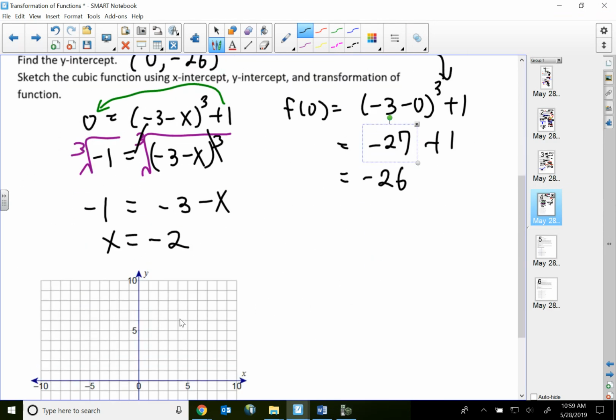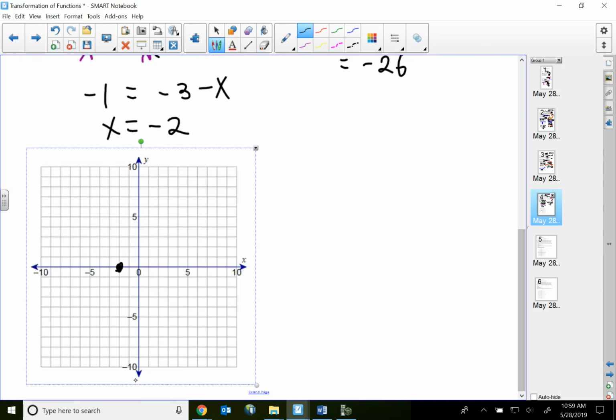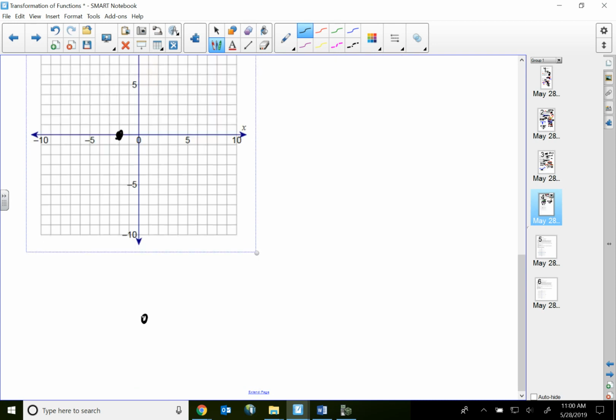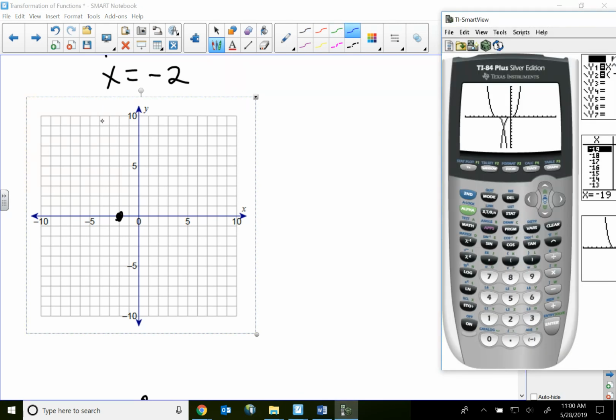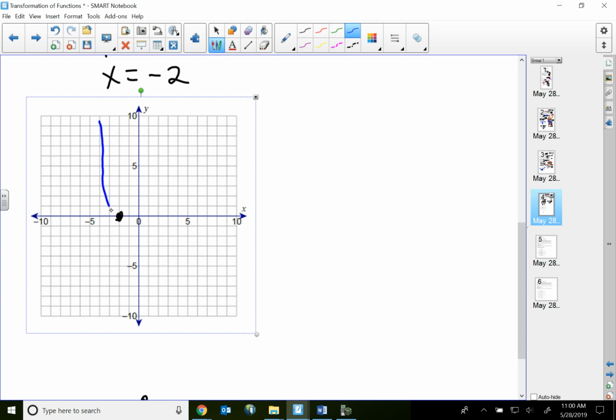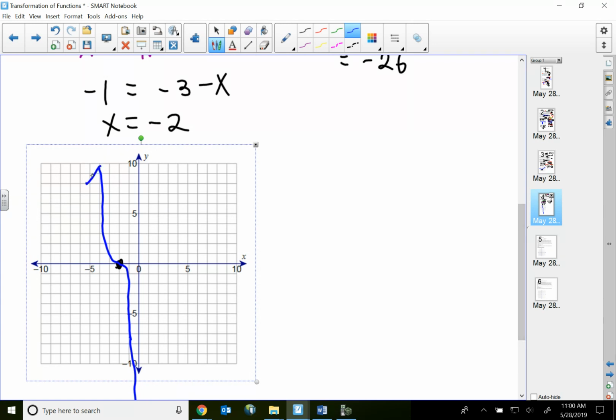So let me plot my points. What was it? Negative 2. Okay, my y-intercept is way down there, so I'm not even going to worry too much. I'm going to just put it down here. All right, so the picture looks like this. Let me sketch a little bit better. It's coming from this side, this way, and it's not going to cross over the y-axis until it hits right here. Something like that. There you go.